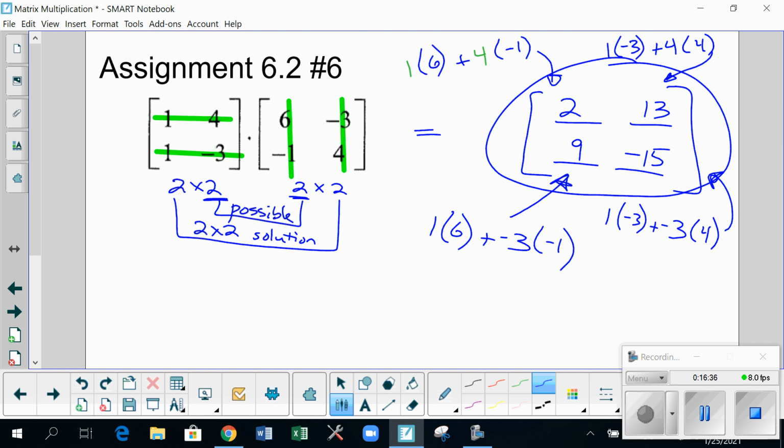All right, so there were a few examples to look at, a few problems off of your homework. This takes a bit of practice. You have to get used to it, but once you practice it, you will become a master at multiplying matrices.